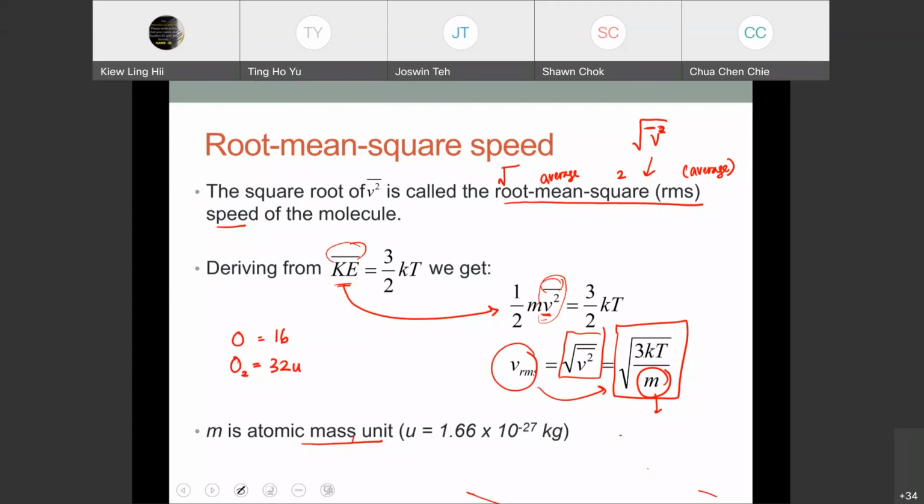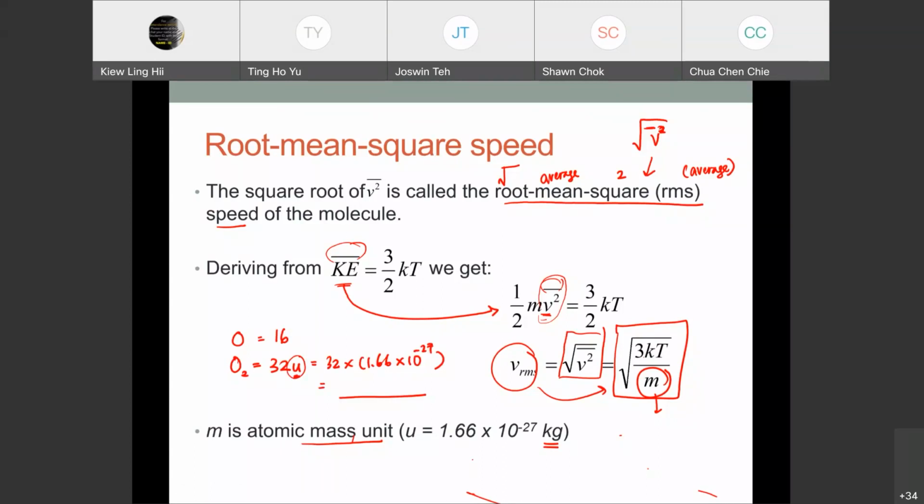So the actual mass of the oxygen is 32 times the U value, 1.66 times 10 to the power of negative 27. All right, so that is the actual mass value of this one. Remember, for this, you must multiply with the atomic mass unit.